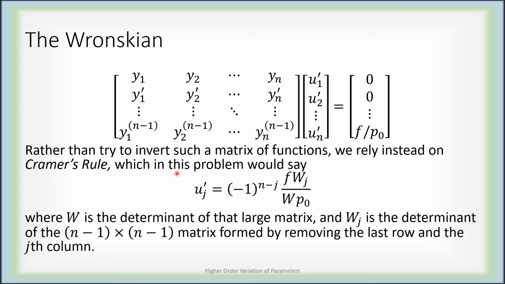So for example, w sub 1 says forget y sub 1. So remove this column, and then I don't need the last row either in order to make the correct size matrix. So always remove the last row, and then remove one column according to what the index j is. And w sub j is the determinant of that sub-matrix.